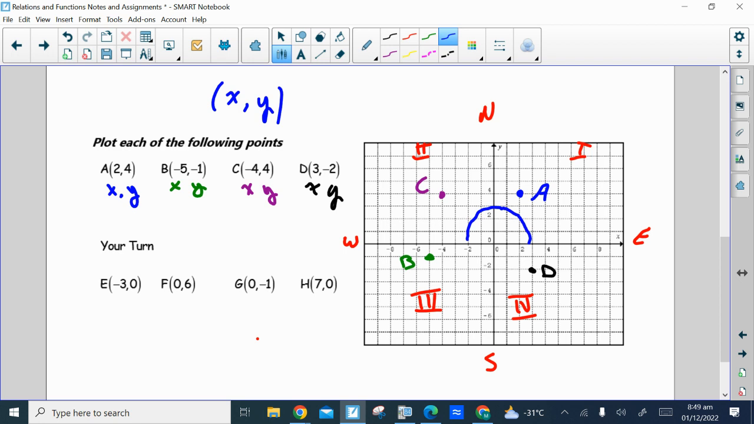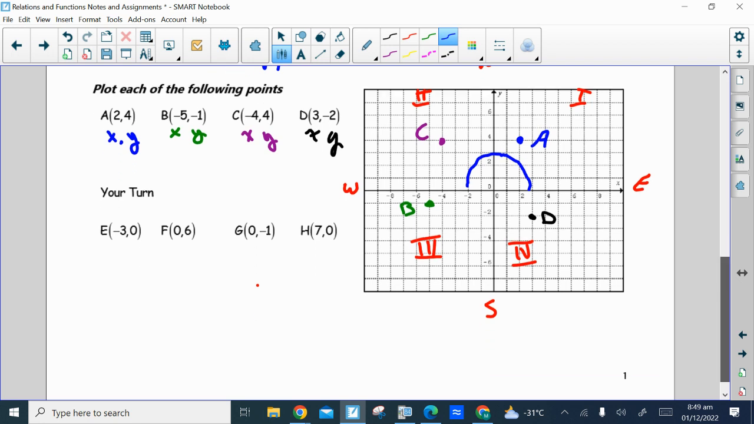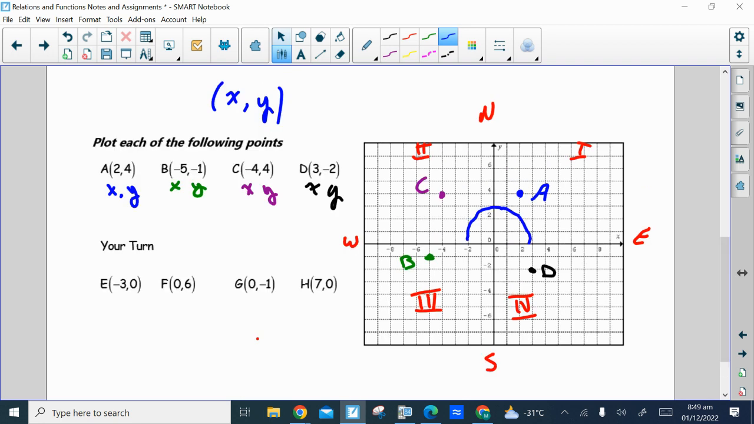All right, so try those your turn points on your own. Plot them on the graph, and then we'll check them.